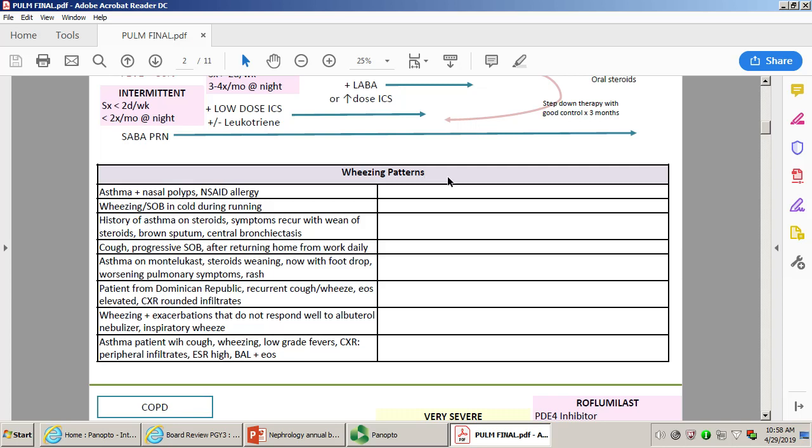Asthma patient with cough, wheezing, low-grade fevers. Chest x-ray shows peripheral infiltrates. Sed rate's high. The BAL is positive for EOs. Chronic eosinophilic pneumonia. Why is it not acute eosinophilic pneumonia? Those patients are like ARDS style patients. Very sick, high mortality, very acute. This is somebody who's a bit more chronic, insidious. How do you treat this? Steroids, long-term steroids.